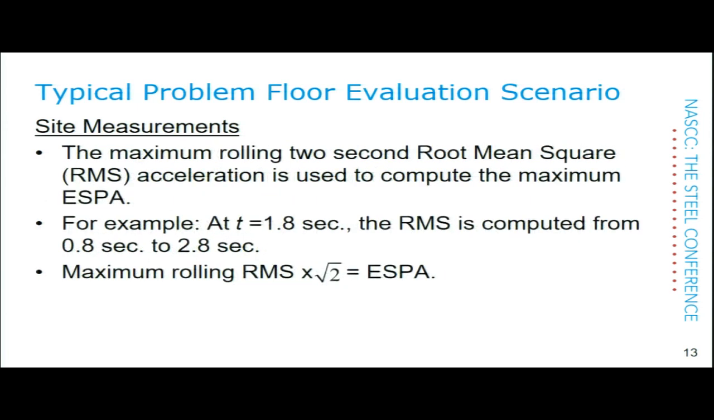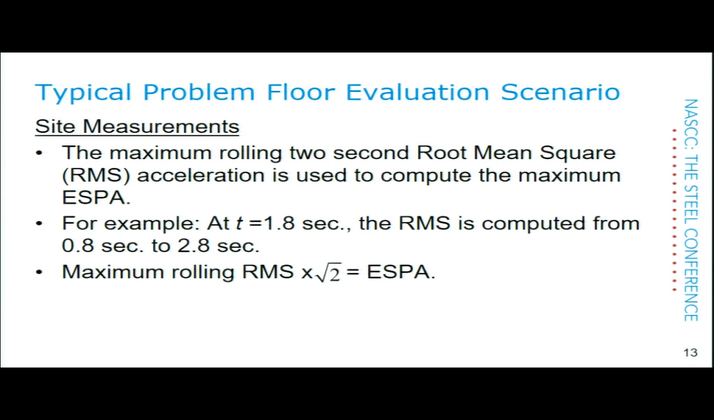The way that's done is to compute first the maximum rolling 2-second mean square, or RMS, acceleration, and then pick the maximum value of it in order to calculate the ESPA maximum value. So for example, on the record at t equals 1.8 seconds, the RMS is computed between 0.8 seconds and 2.8 seconds. And that's the RMS value then for 1.8. The maximum rolling RMS is then multiplied by the square root of 2 to get the ESPA.